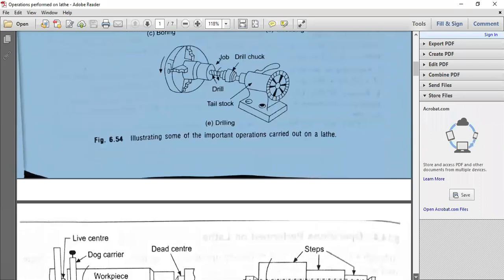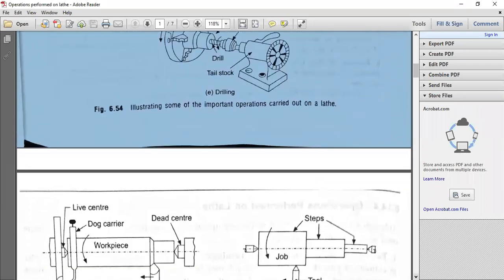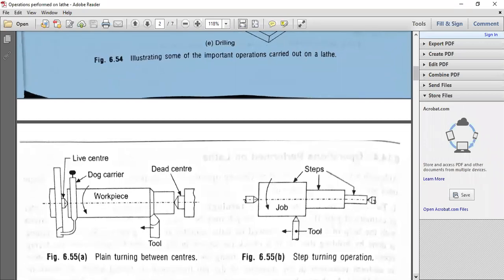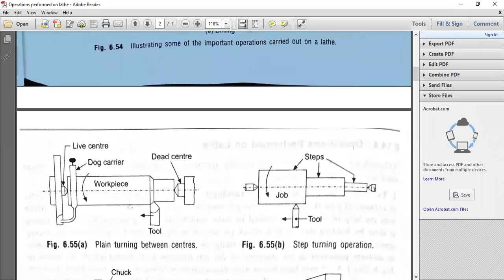These are particular operations of a lathe, and we have plain turning between centers. This is the job. The job is rotated anti-clockwise. This is the dog carrier, or the lathe dog. This is the live center. Different types of centers are there; we'll try to discuss them later.